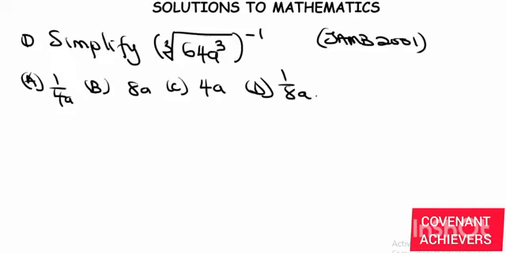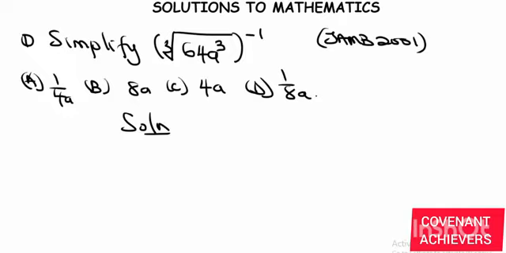Okay, now let's see what we have in solution to mathematics for JAM questions. As you can see, here we'll be solving various questions for you for easy understanding. The question we have here says simplify. Now let's see how we are going to solve this. Simplify the cube root of 64a raised to power 3, then raised to power minus 1.